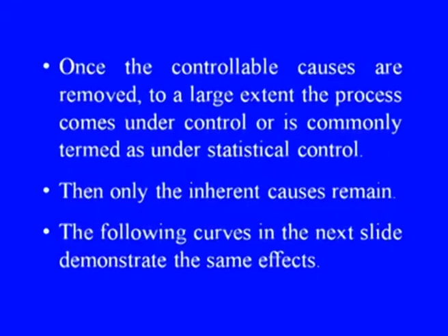Once the controllable causes are removed, to a large extent the processes come under control, or a process is commonly termed as under statistical control. Then only the inherent causes remain. The following curves in the next slide demonstrate the same effects.